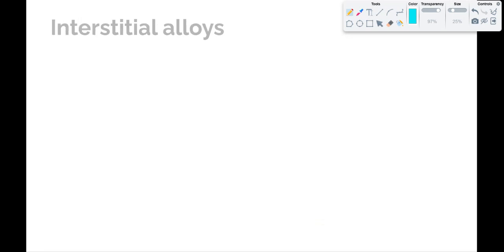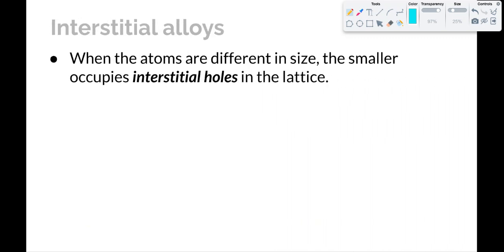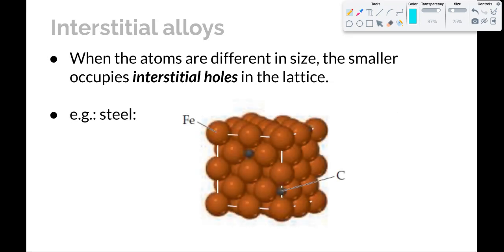The other kind of alloy is called an interstitial alloy. In an interstitial alloy, the atoms are different enough in size that one of the atoms is small enough to fit in the little interstices, or interstitial holes, the little gaps that are left in the lattice. An example of this would be steel. Steel is a lattice of iron atoms, but carbon atoms, which are small enough to fit in the little gaps in between the atoms inside the lattice structure, just stick in there. And that's what makes steel steel and not just iron.